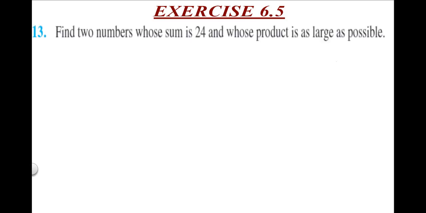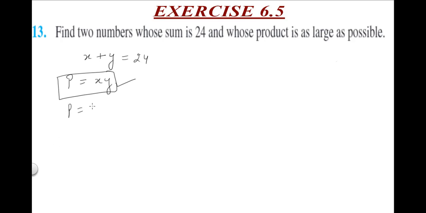Next question, question number 13. This is an important question, just pay attention. Find two numbers whose sum is 24. So we will consider two numbers as x and y, and their sum is given as 24. Whose product is as large as possible. So we will represent the product as xy. As large as possible, that means we have to maximize the product. Clear? We have to get the maximum value of the product. So we will be differentiating this function only, which we have to maximize.